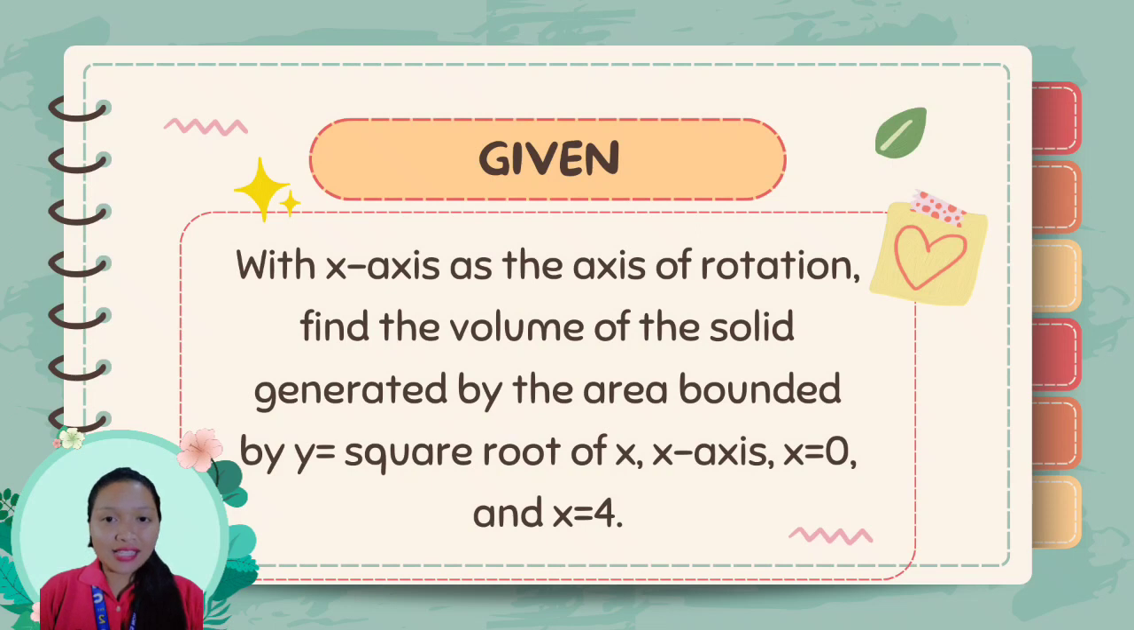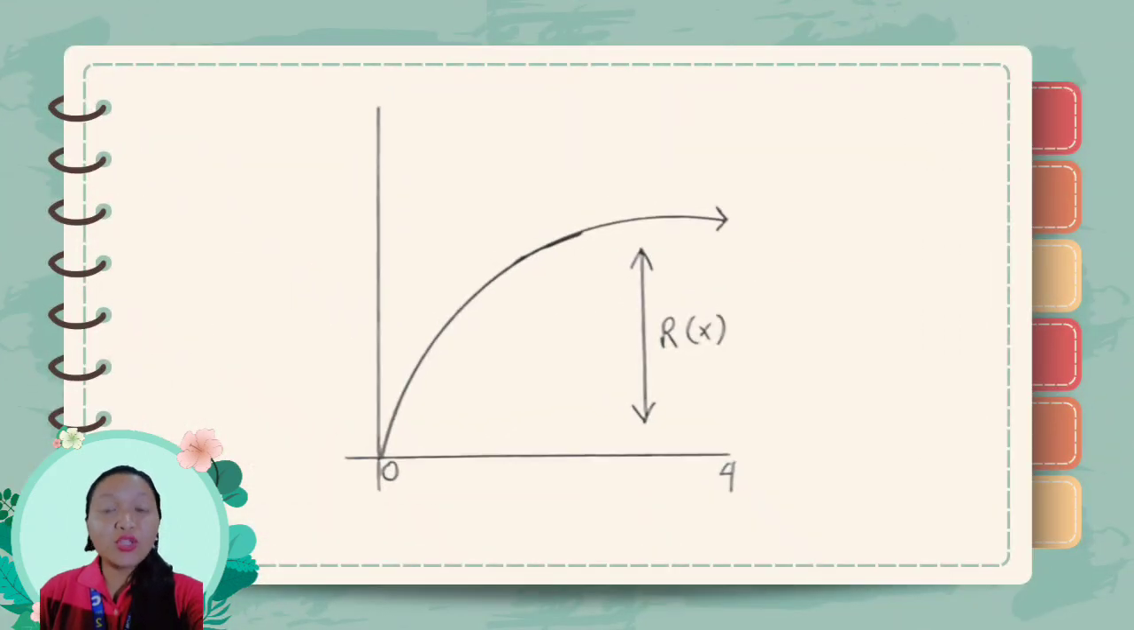With the x-axis as the axis of rotation, find the volume of the solid generated by the area bounded by y is equal to square root of x, the x-axis, x is equal to 0, and x is equal to 4. So, the first thing we do is to plot the function for us to figure out the given problem.